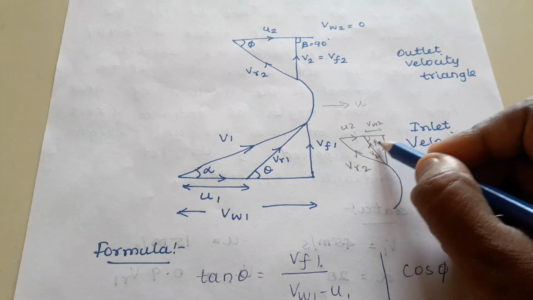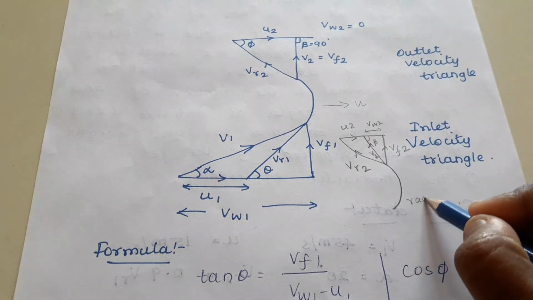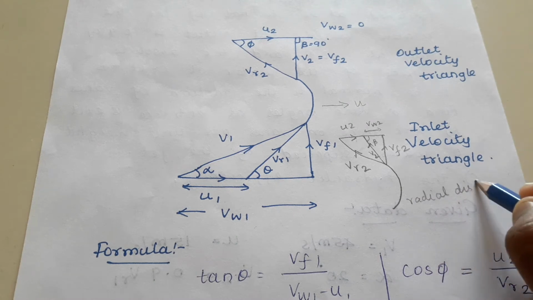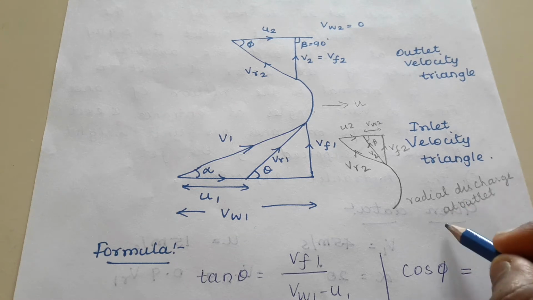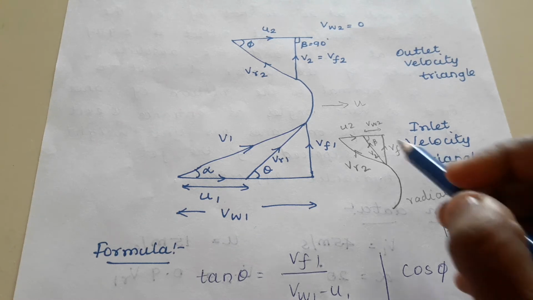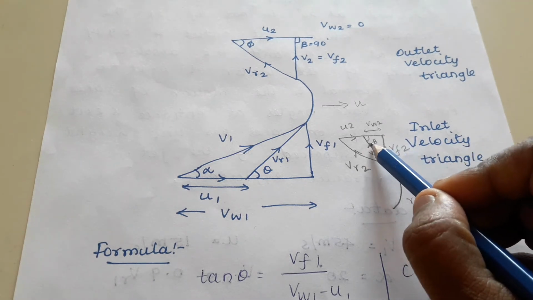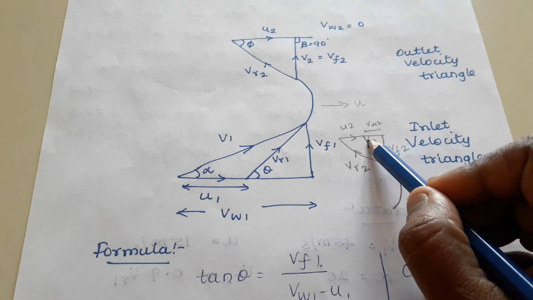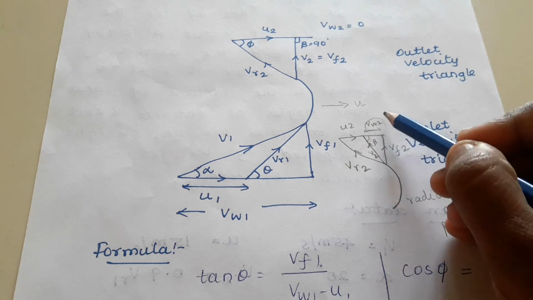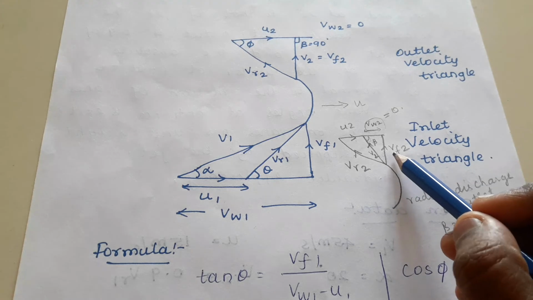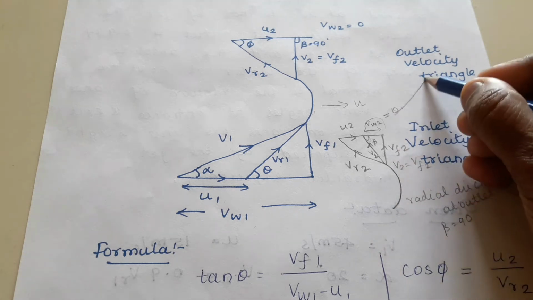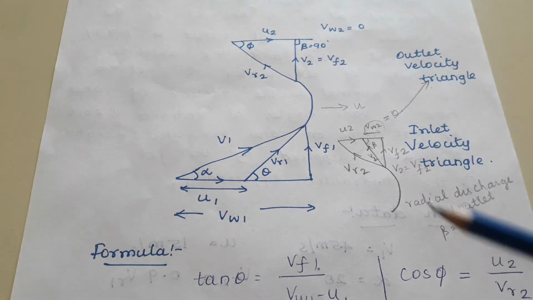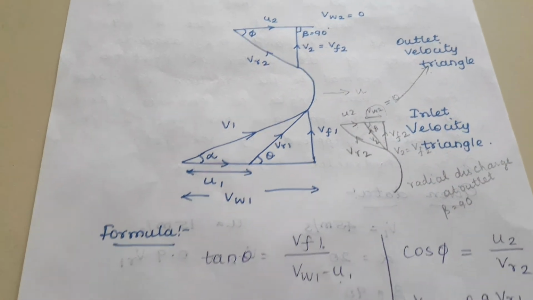As beta is equal to 90 degree, here radial discharge at outlet is given. Radial discharge at outlet, it is given in the problem. So you have to take beta is equal to 90 degree. So this line will coincide, will become like this because beta is equal to 90 degree. So vw2 will be equal to 0 and also v2 is equal to vf2. This is the outlet velocity triangle. Clear? So from this you have to write down the formula. Using this velocity triangle, you have to write down the formula.